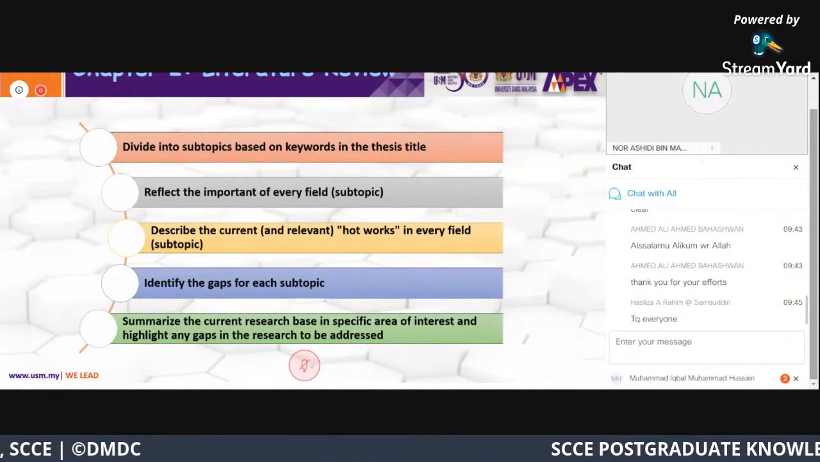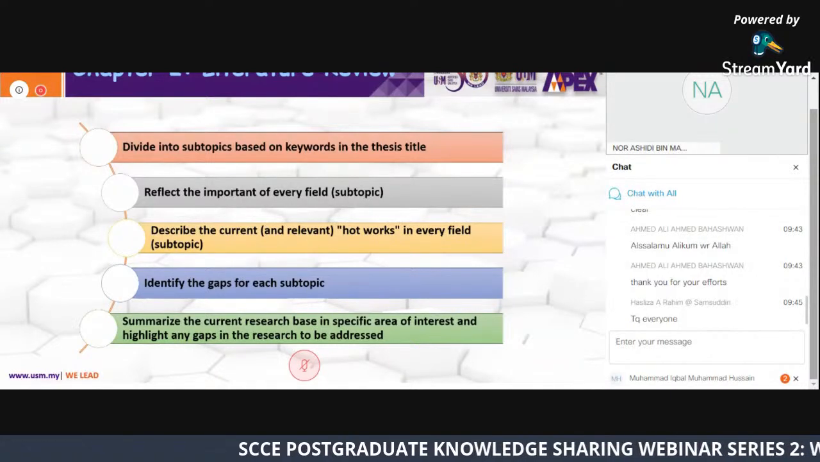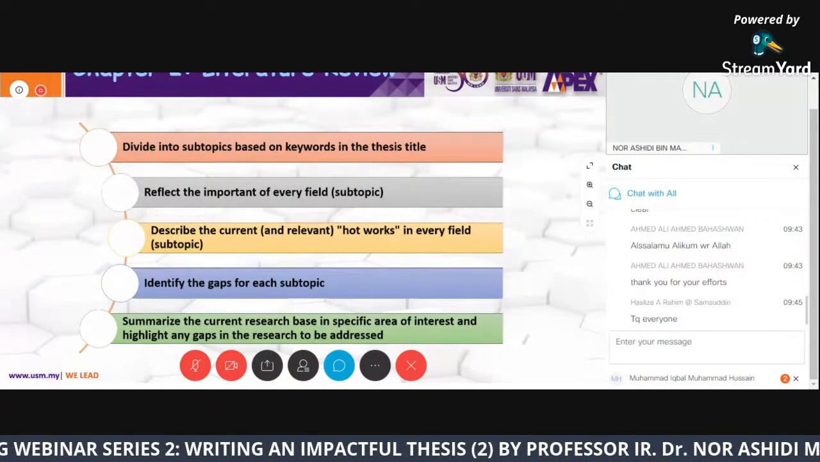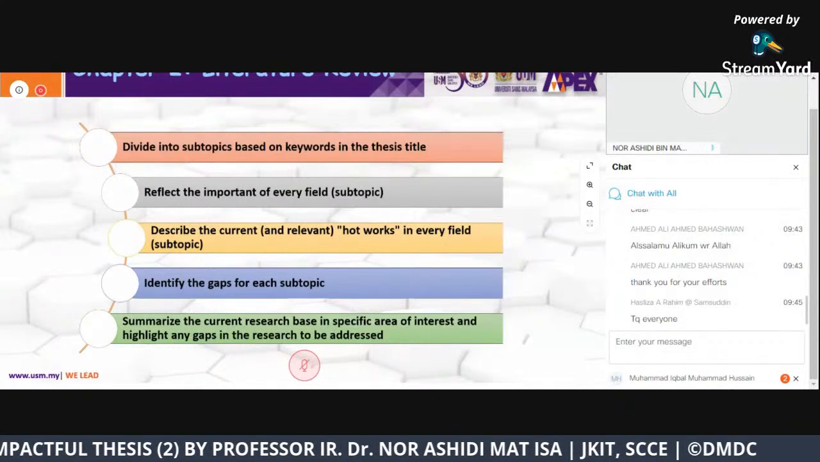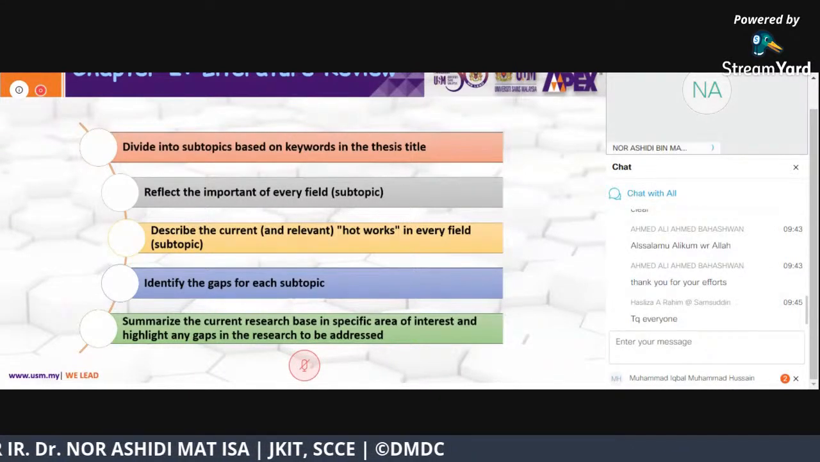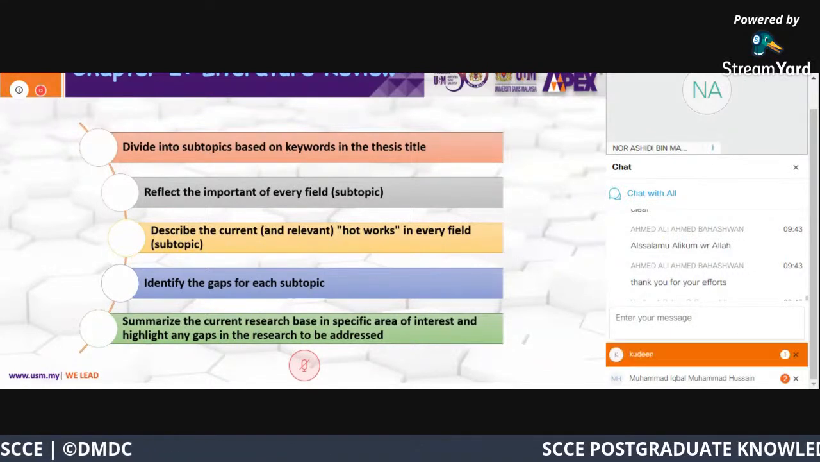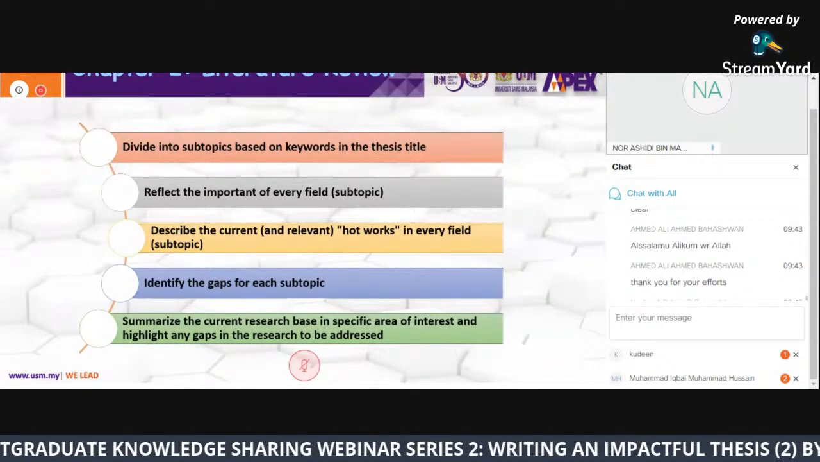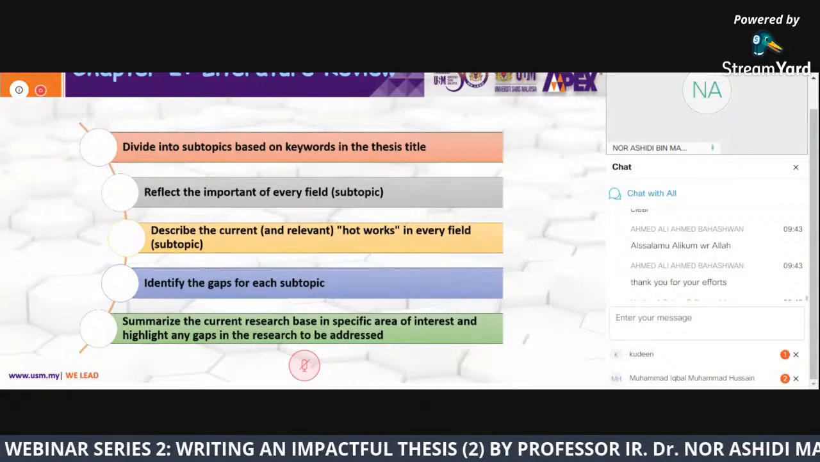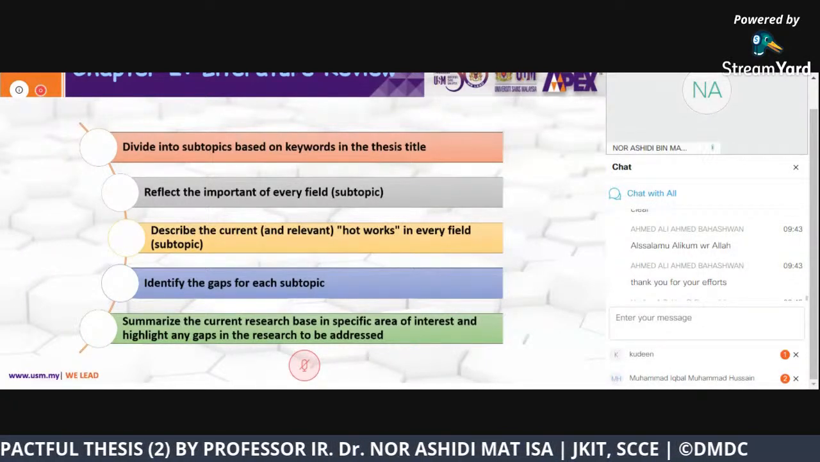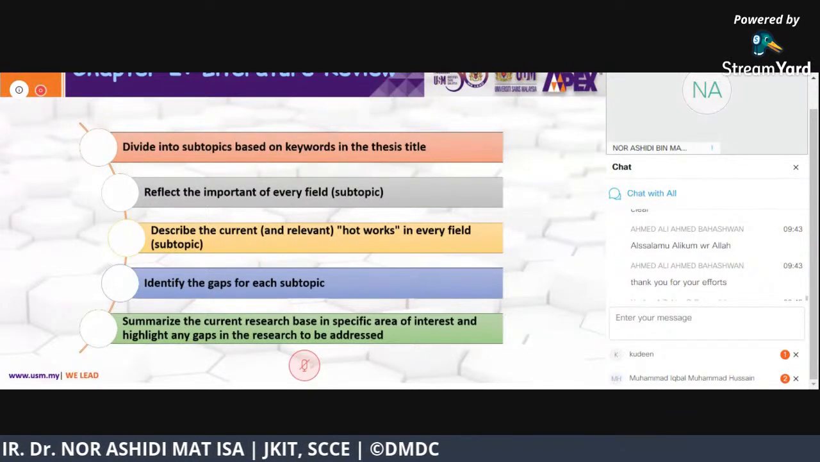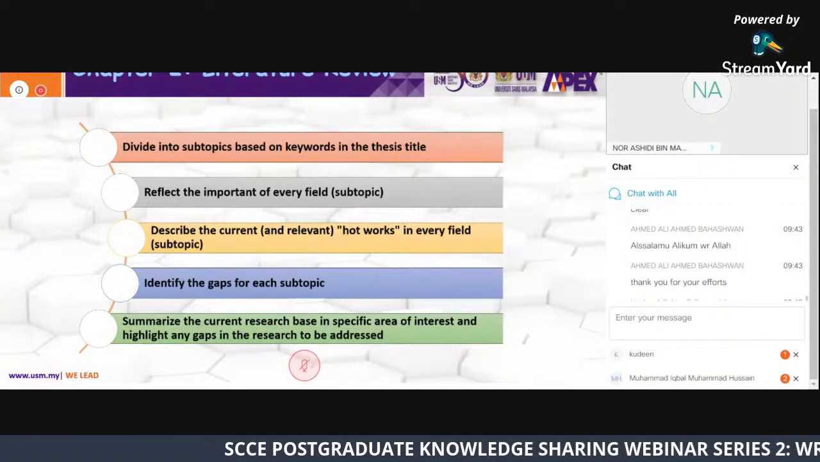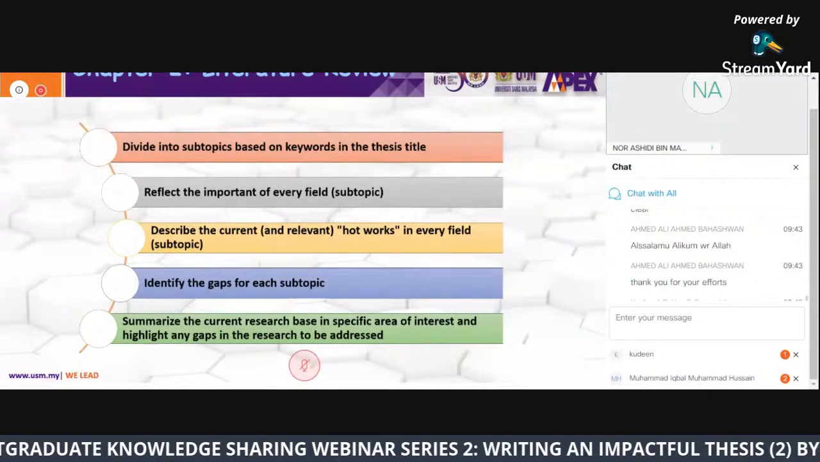After you describe the current and relevant works within your area, at the end you must be able to identify the gaps. The gaps must be clearly highlighted in the literature review, because if the root of your research is not clearly presented there, the reader or the examiner cannot follow the other chapters of your thesis. You must make sure that the gap is clearly presented, and you must hold that research gap until the end of your thesis.